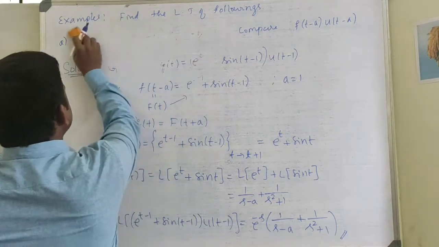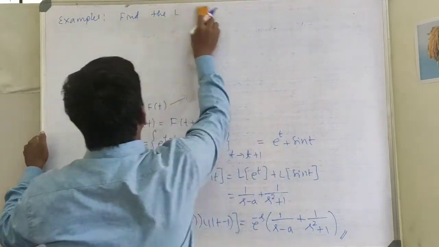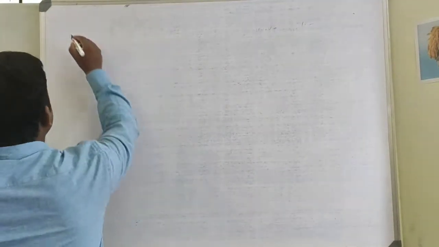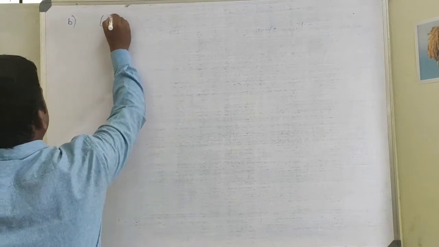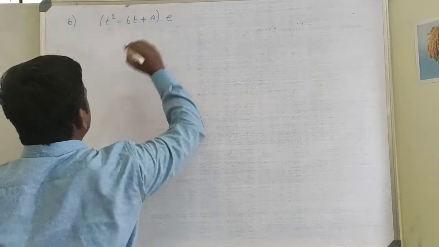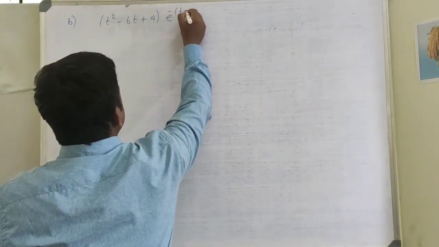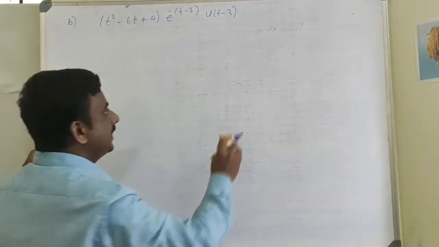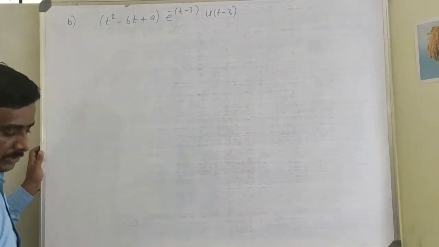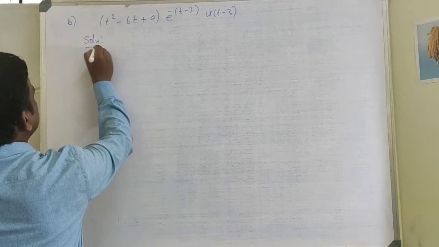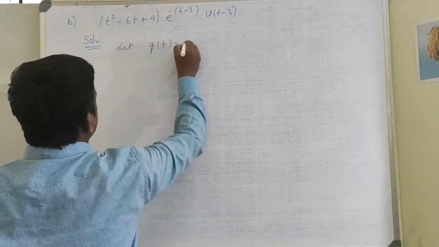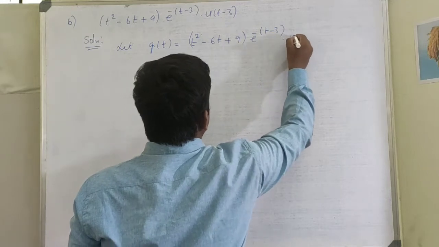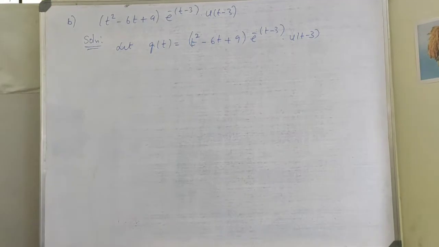Now let's take one more problem on this. Problem B. t square minus 6t plus 9 times e power minus of t minus 3 into u of t minus 3. So this is the given problem. We need to find the Laplace transform of this one. Solution. Let g of t equal to t square minus 6t plus 9 into e power minus of t minus 3 into u of t minus 3. We need to find the Laplace transform of g of t.